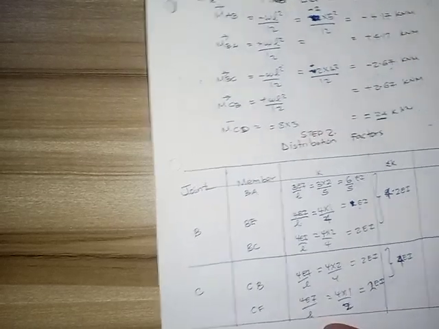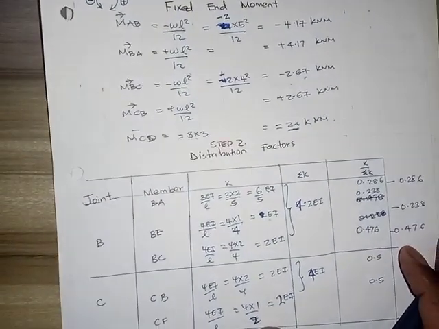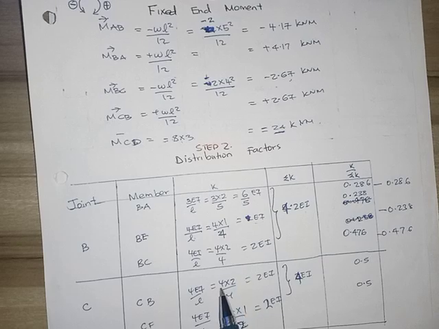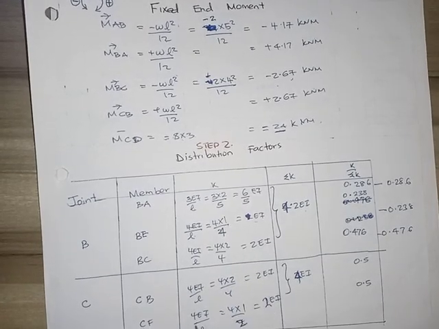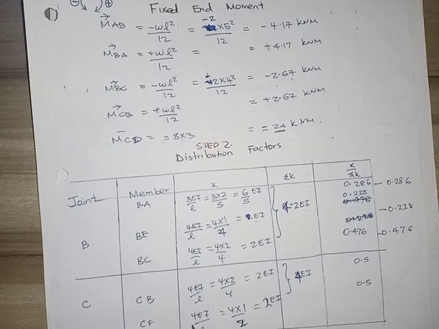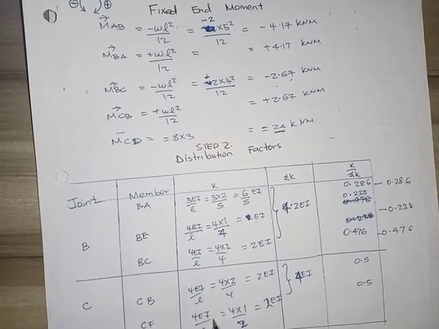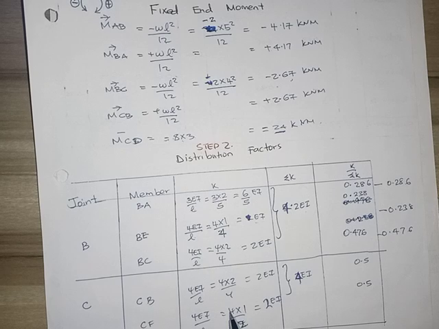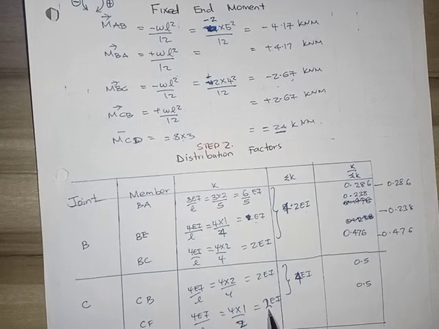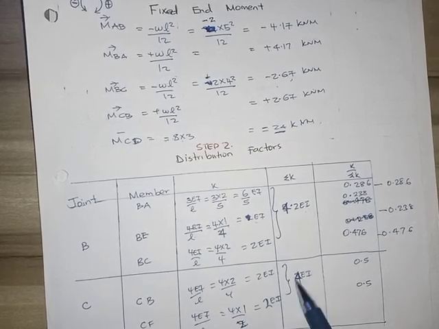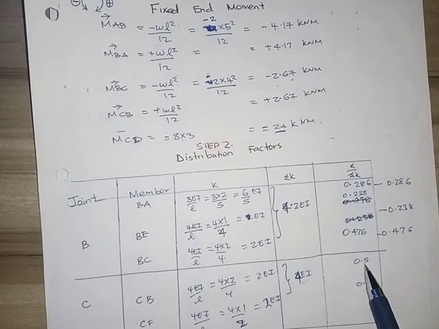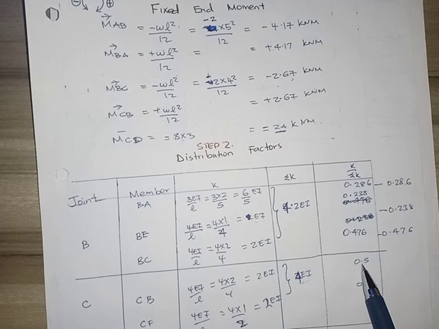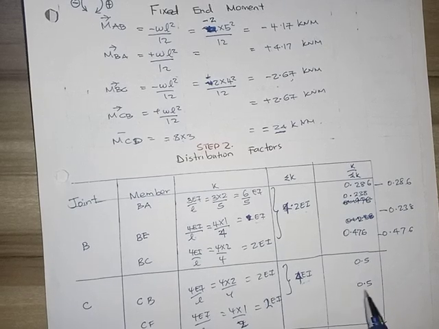4EI over L. So it will be 4 times 2 divided by 4, which is 2EI over L. The other one, CF, will be 4EI divided by L. Our span is 2, so it is 4 times 1 divided by 2, again 2EI. So the summation is 4EI. So the distribution factor will be 2 divided by 4, which is 0.5, and this one, 2 divided by 4, which is 0.5.